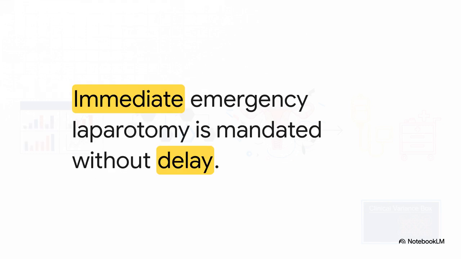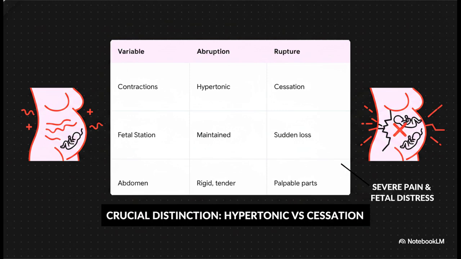The exact second you clinically identify these pathognomonic markers, your absolute management directive is triggered. Immediate, emergency laparotomy. There is zero room for delay here. So the crucial skill here is distinguishing between these two catastrophic events. Let's contrast abruption versus rupture.